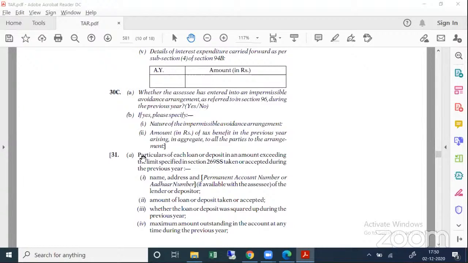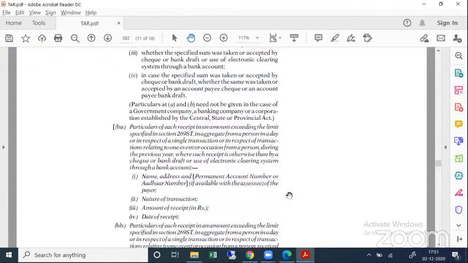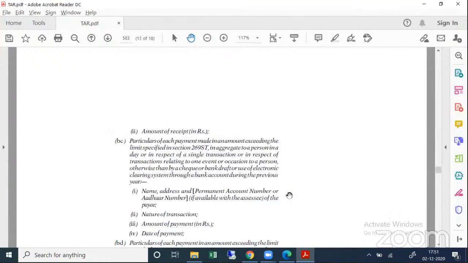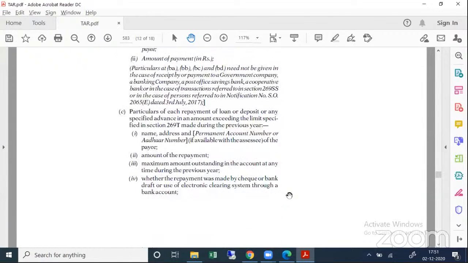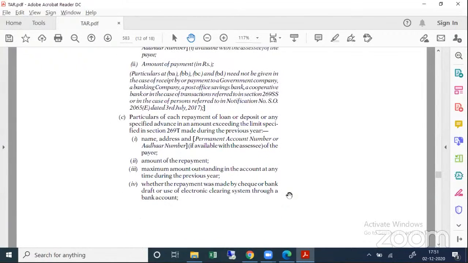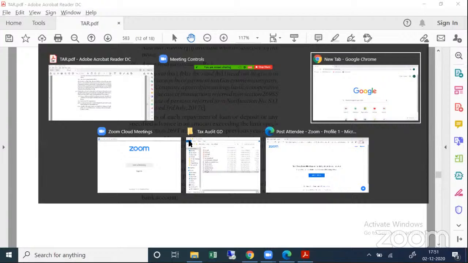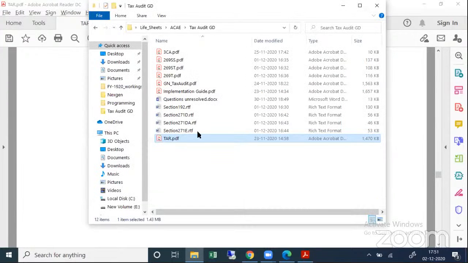And thereafter, when we move on to repayment, when the repayment was made in cash, section 269T would be triggered. Section 269T talks about repayment of loans in cash. I'll just move on to that page here. So it talks about each repayment of loan or deposit or specified sum which was made exceeding such limit in section 269T.